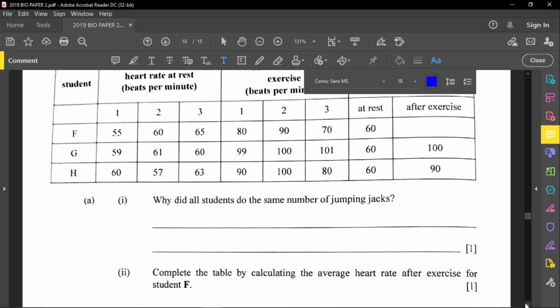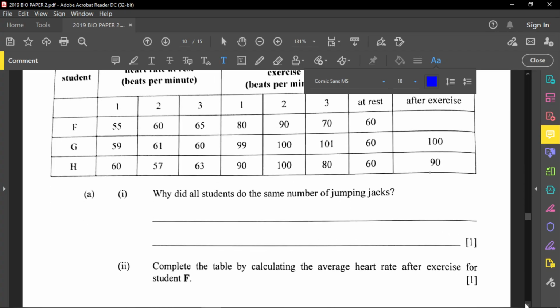Part A1 said, why did all students do the same number of jumping jacks? The number of jumping jacks will be used as what they call a control. So it's a controlled variable, which means you expose them to the same conditions, so all the results will be based upon this. You want to maintain accuracy. So the number of jumping jacks was used as a controlled variable.